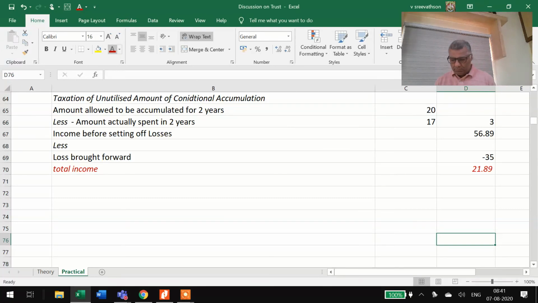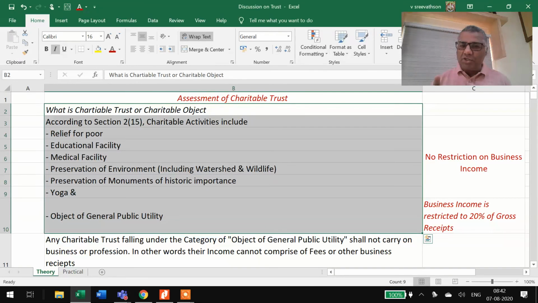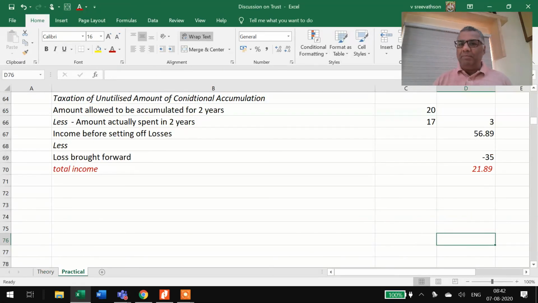Sir, the conditional accumulation, it can be carried for 5 years, no, sir? No. I want to be clear. Maximum 5 years does not mean you can keep carrying forward. The Commissioner will say within what time. The time limit of 5 years is for the Commissioner, not for you. Okay. Okay, sir.